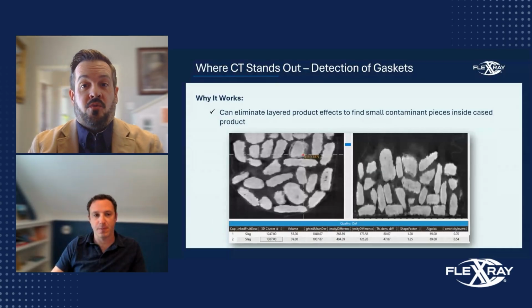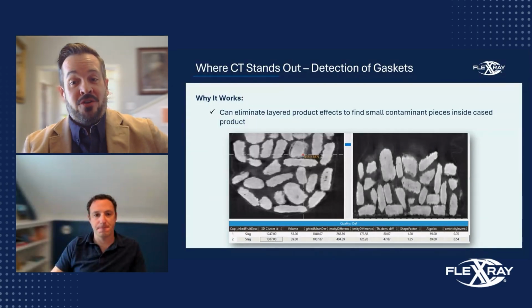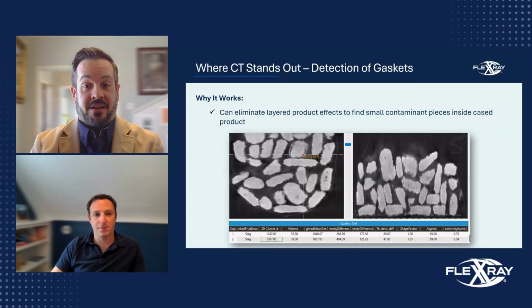So why does CT really work well, and where does it stand out? We're really hammering this point home over and over again that we're eliminating the product layering effect. This is an example of a 1.5 millimeter gasket in a chicken nugget product. That would have been undetectable otherwise.